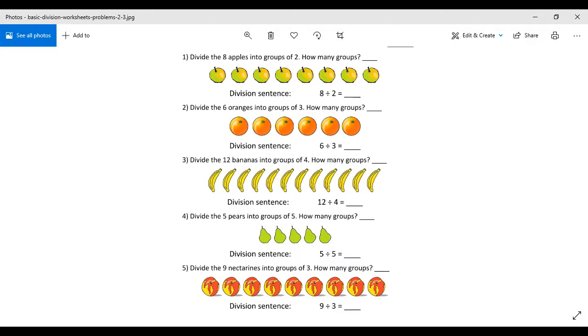Divide the 9 nectarines into groups of 3. So 9 minus 3, 6. 6 minus 3, again 3. 3 minus 3, 0. So how many groups do we have? 3. Very well done.